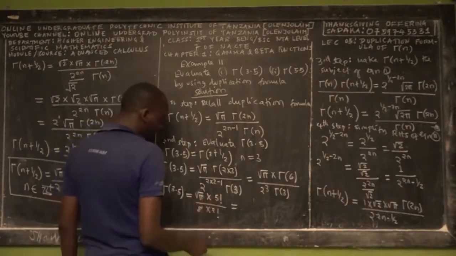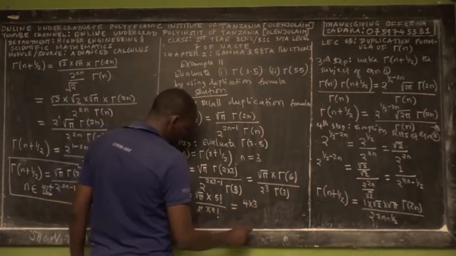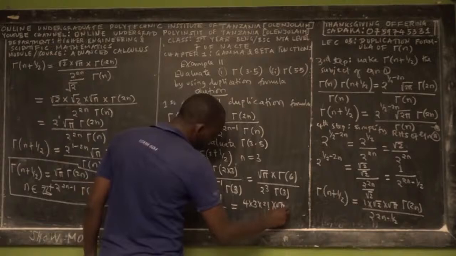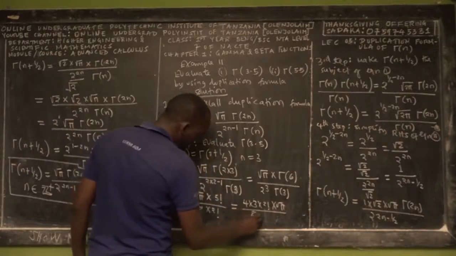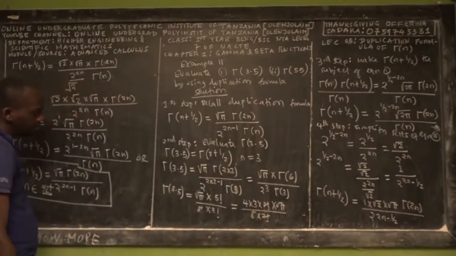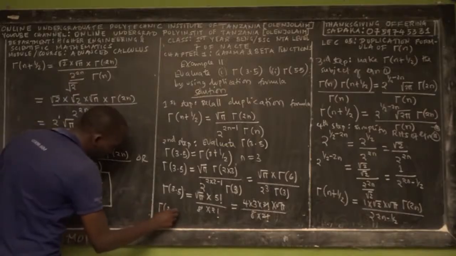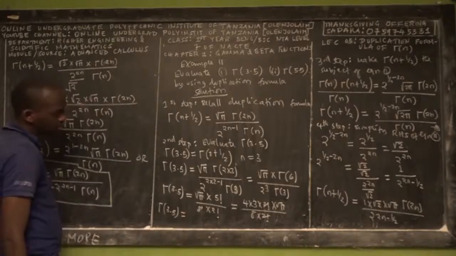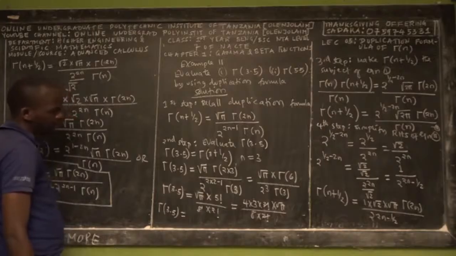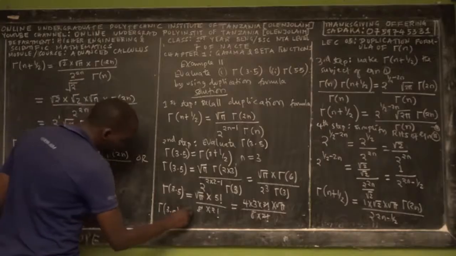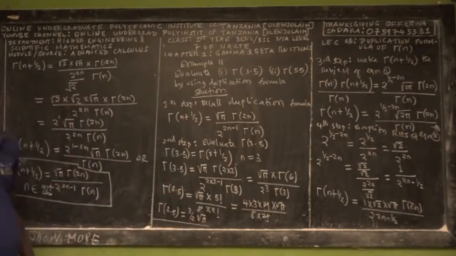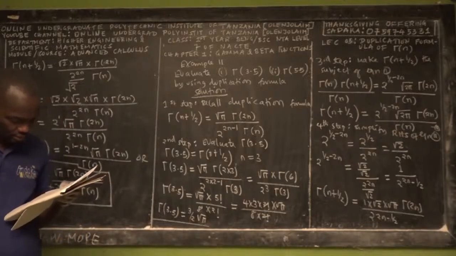So if this is the case, this is equal to 4 times 3 times 2 factorial times root of pi, over 8 times 2 factorial. So 2 factorial cancels. So 12 over 8, we say that the gamma of 3.5 is equal to what? 12 by 4 is 3, 8 by 4 is 2, so it is 3 over 2 and so on. That's the response for that question.